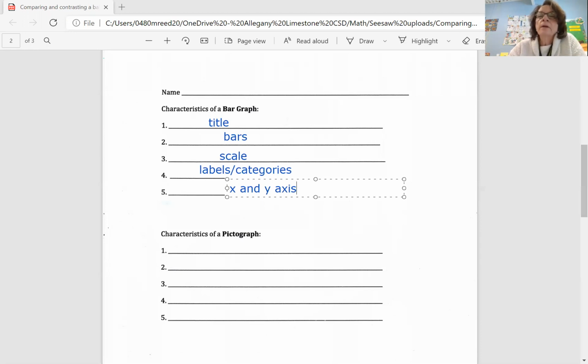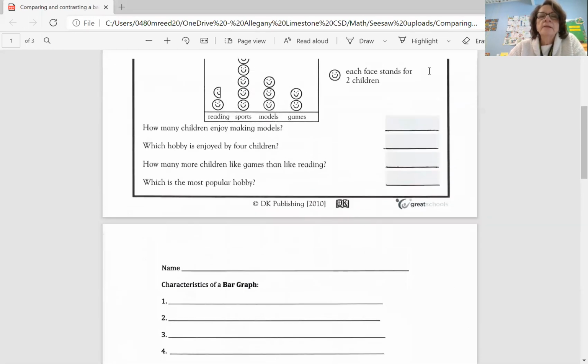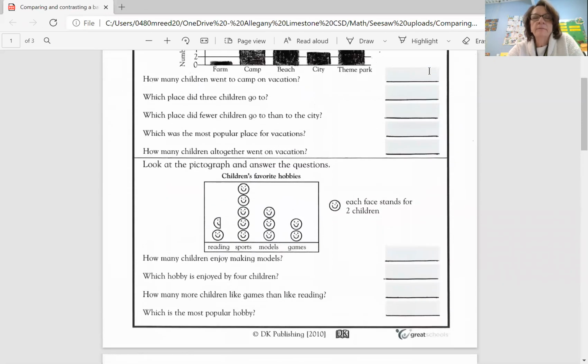Now I'm going to clear that and we're going to go back up and we're going to look at our pictograph and see what characteristics the pictograph has. Okay. So when we look at the pictograph, I noticed something right away. The pictograph also has a title, doesn't it? Children's favorite hobbies. So that's one thing we can make sure we put on the list. It has a title.